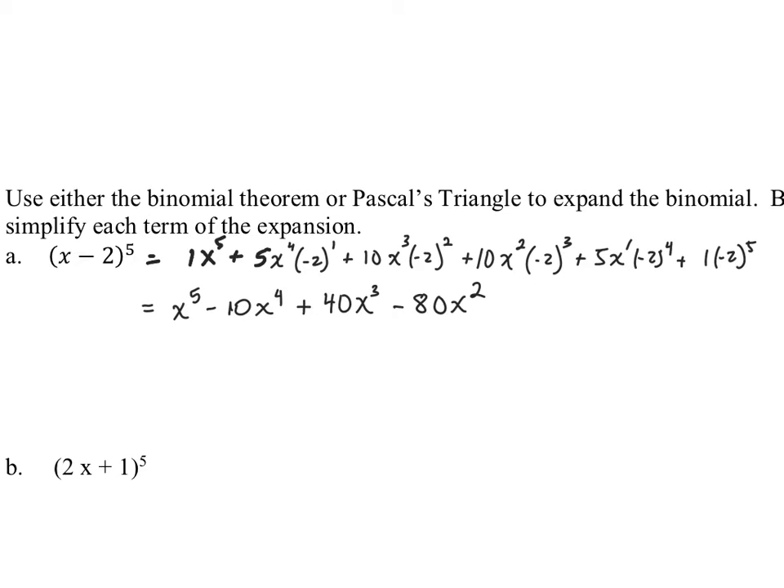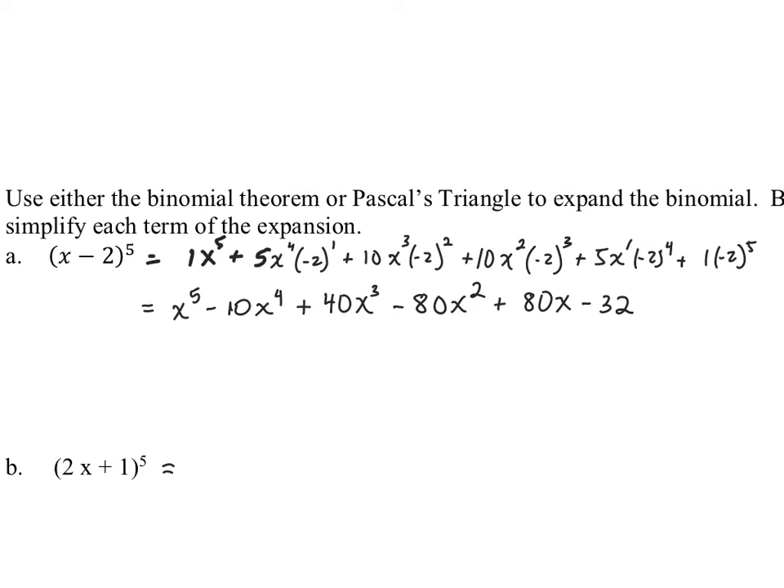Here we have negative 2 to the fourth, which is 16, and then 16 times 5 is 80. So 80 times x, and then negative 2 to the fifth is negative 32.